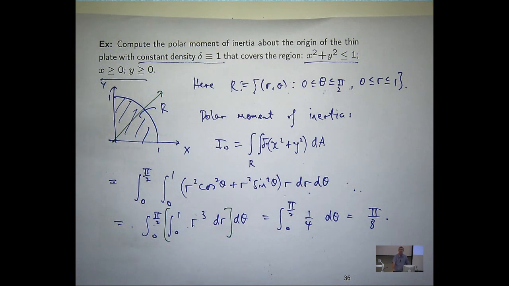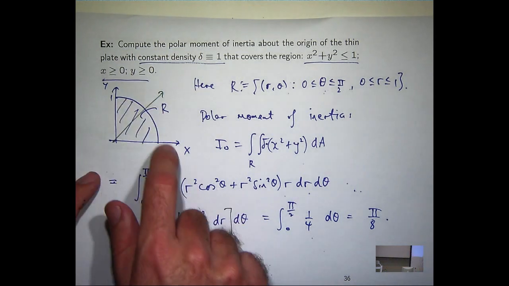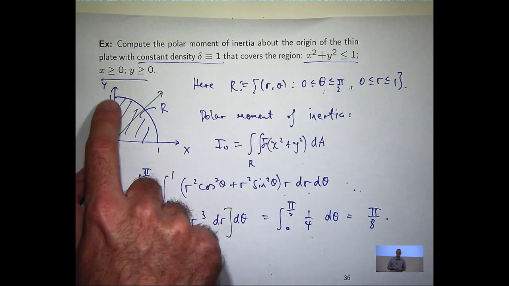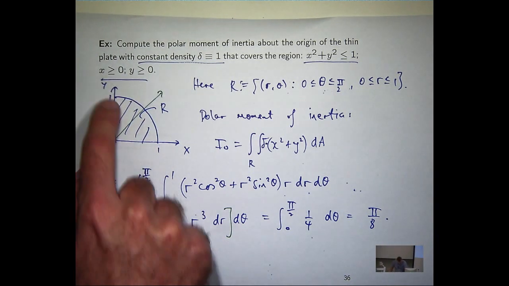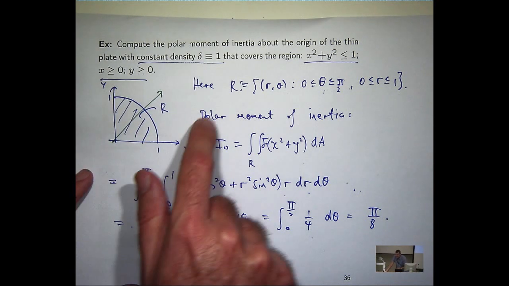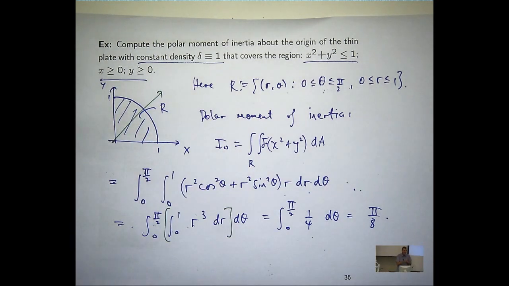Now, if you didn't move to polar coordinates, think about how you would describe your region in Cartesians. You'd have to get the equation for this upper bounding curve. You can get it, it'd be something like y equals positive root of 1 minus x squared. And then you'd have to put that nasty square root sign into your integral and integrate it again.